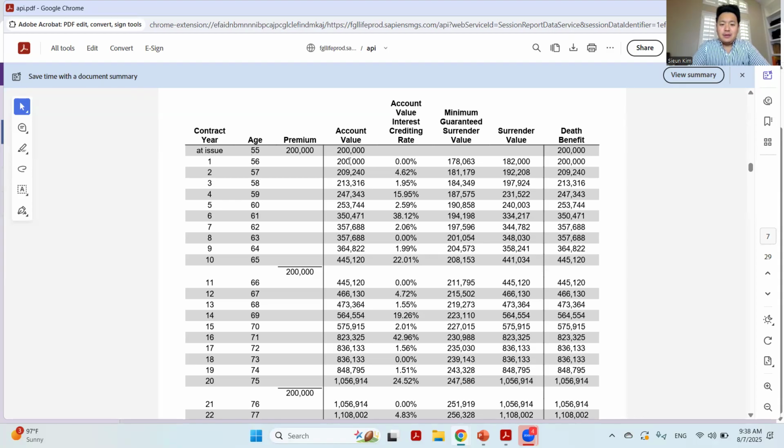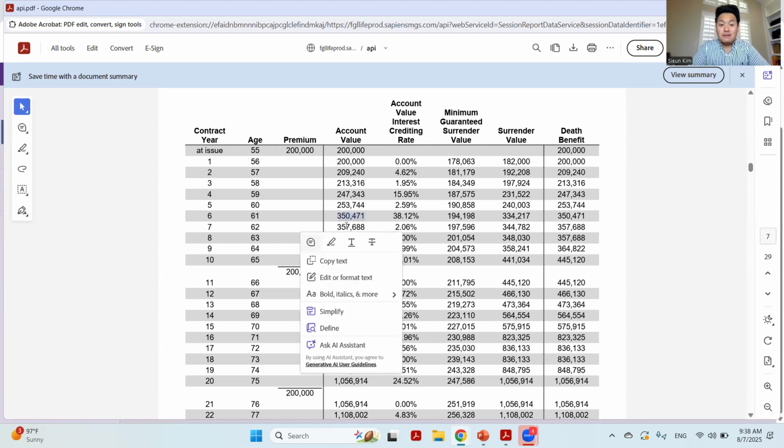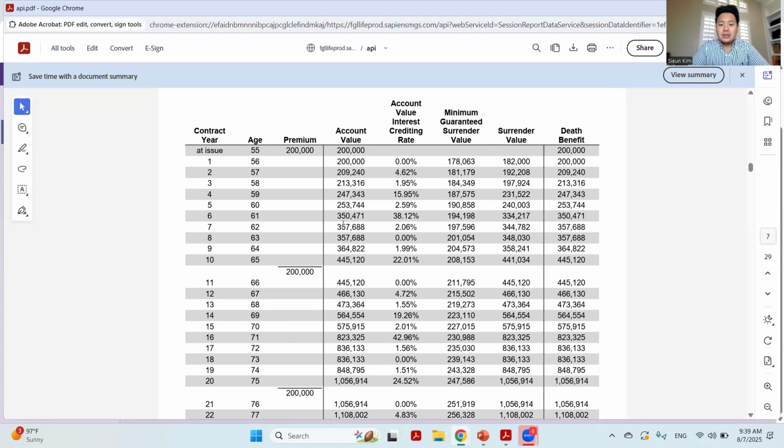And if you take a look at the left side, this shows you your anniversary: 1 year, 2 year, 3 year, 4 year, 10 year anniversary. And the account value shows how much the money is growing. So by the time you're about 6 years in, your account value is sitting at around $350,000. And that's only 6 years from now. That's quite a jump, right?